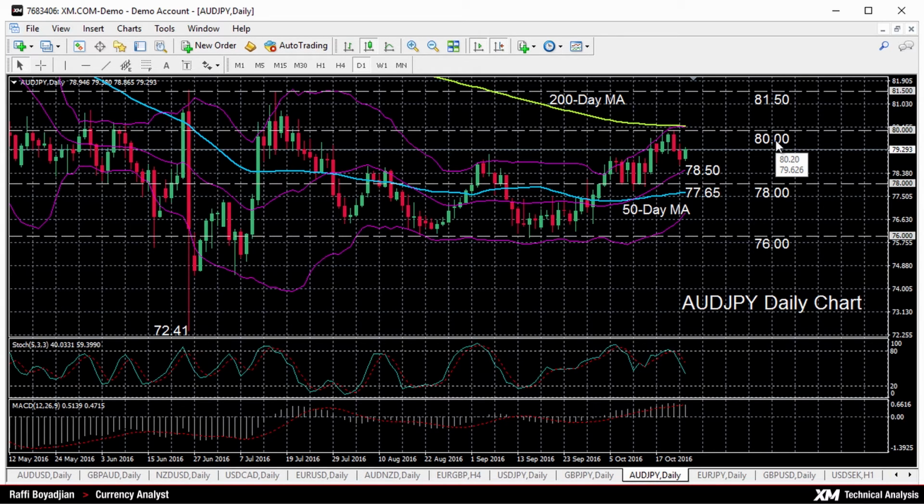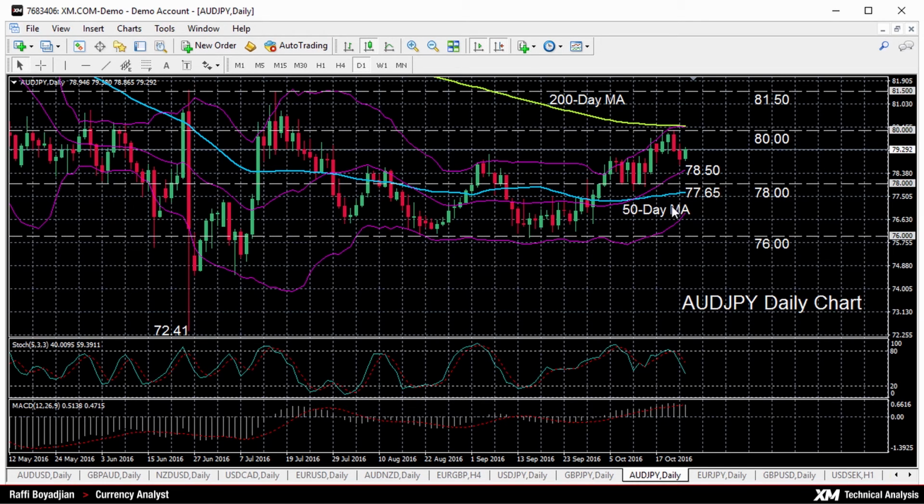Near-term momentum has been weakening, as can be seen by the downward sloping stochastics. Other indicators such as the MACD are more positive though, suggesting today's gains may hold. However, without a break above the 200-day moving average and the challenge of the June and July peaks around 81.50, the pair will likely revert back down again.